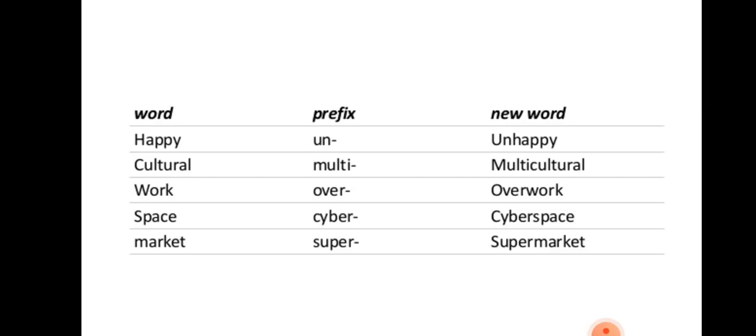So now you see the words with prefix. Okay, some group of letters, they call that a prefix. Happy, you add un, unhappy. Cultural, you are adding multi. And work, you add over. And space, before that you add cyber, cyberspace. And market, before that you add super, supermarket. So the prefixes are un, multi, over, cyber, and super.